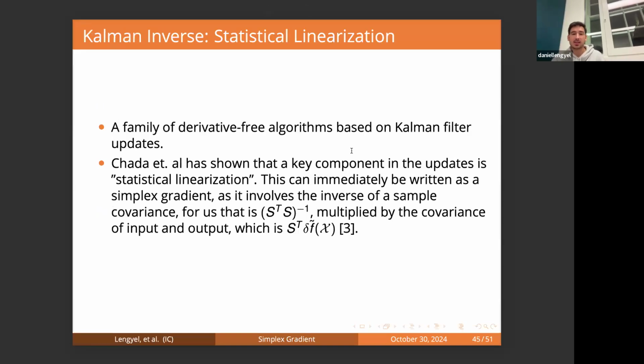A similar case is Kalman inversion. This is something Andrew Stewart, I think, has been working on quite a bit. They do Kalman inversion, and some other people have found statistical linearization in it, which is something we've also found at the same time for these methods, that somehow they just do implicit simplex gradients. And they coined it statistical linearization, but it really is just a simplex gradient, because it's again your sample covariance S transpose S multiplied by your covariance of input and output, which you can again interpret as this S transpose delta F tilde. So again, the particles that you're updating follow the simplex gradient. You just find the best linear interpolation of your points, and then you take the gradient of that and go in that direction.